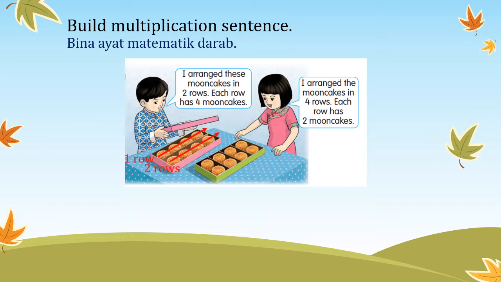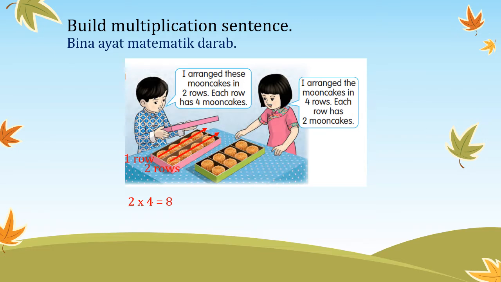So, we begin with the number of rows. 2 times 4. Mula dengan bilangan baris. 2 darab 4 sama dengan 8. 2 times 4 is equal to 8. Okay, this is the number sentence for the first picture. Okay, what about the second one?